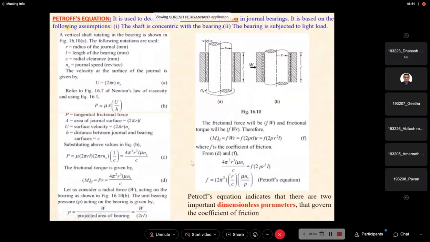Yeah. So yesterday we discussed Petrov's equation. Today we are going to discuss further. We are going to continue with the remaining concepts of our journal bearing. Okay.